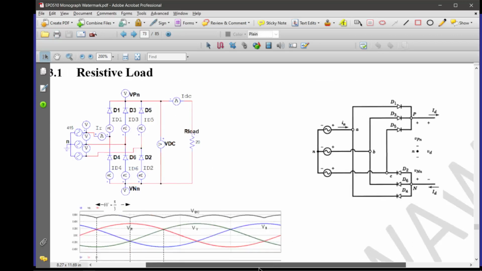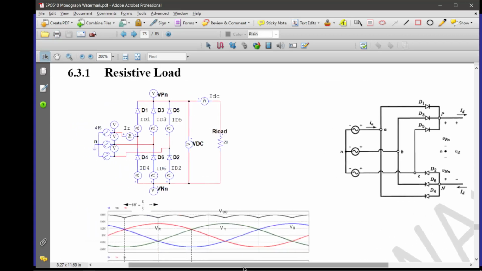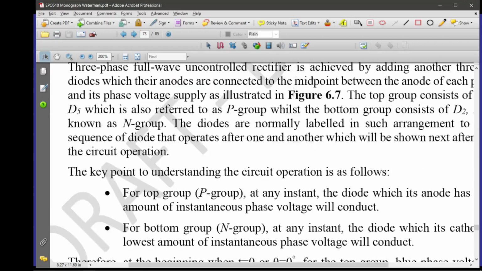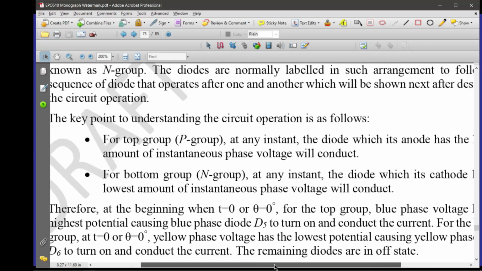Right, so now how to describe the operation. Before this we had 3 diodes, now we have 6 diodes, so to determine which diode is on at any time. For the 3 pulse rectifier, we know that any diode which its anode has highest potential will conduct, isn't it? And we have a 3-phase supply voltage, and then you can determine which diode is on.